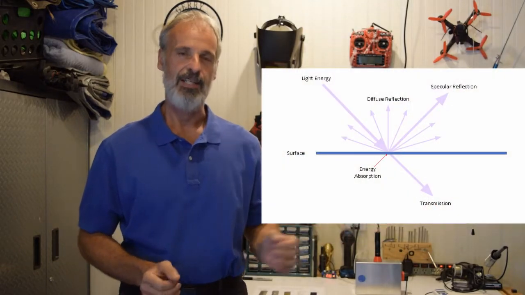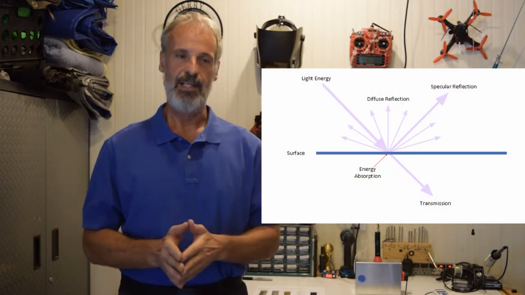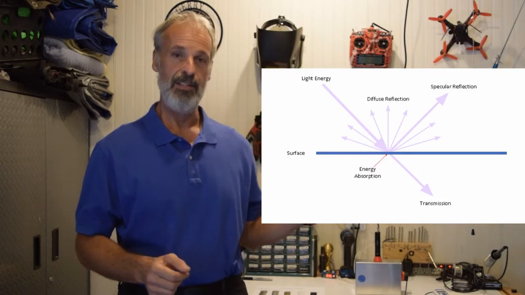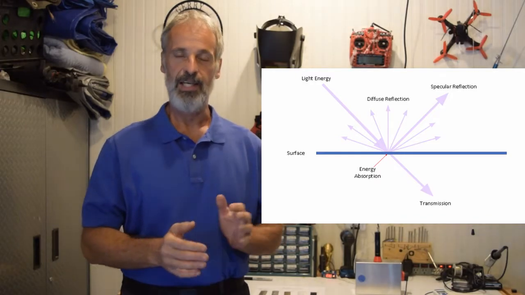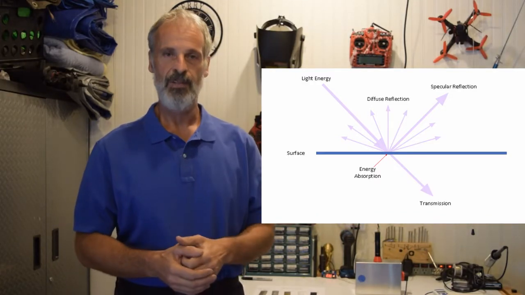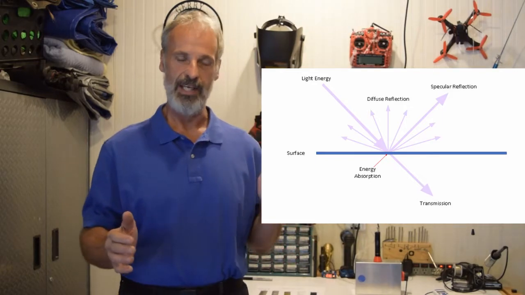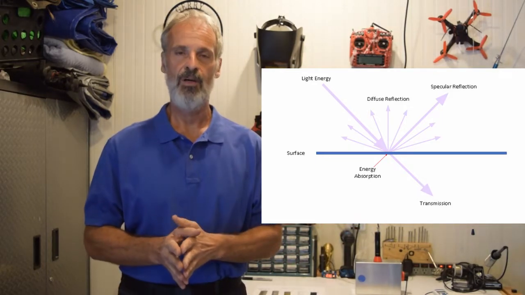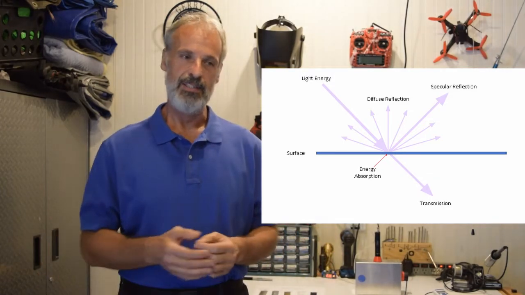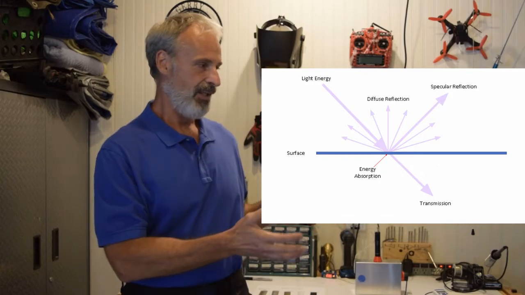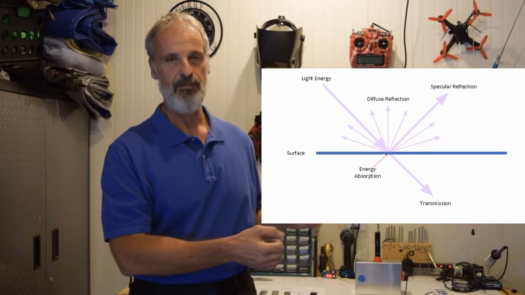Today we're going to talk a little bit about what happens when light energy strikes a surface. As you can see from the diagram to my side, when light hits a surface, it can either be reflected, either specular or diffuse, which means it goes in many different directions. It can be transmitted through the material, like window glass. When light hits it, you actually can see the light go through. Or it can be absorbed. What happens when light is absorbed is that energy is usually transformed into heat in the object itself.